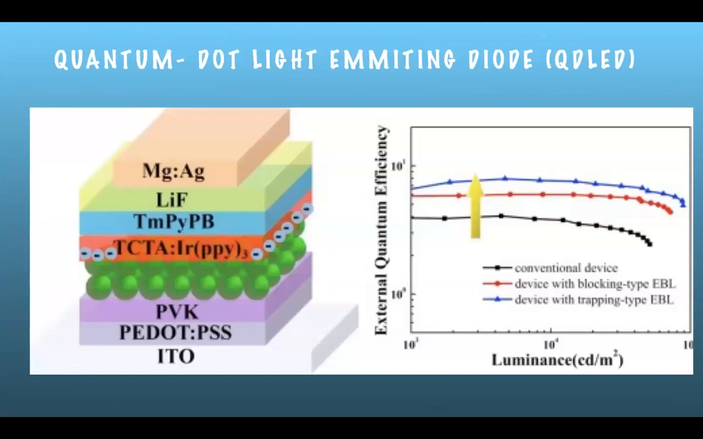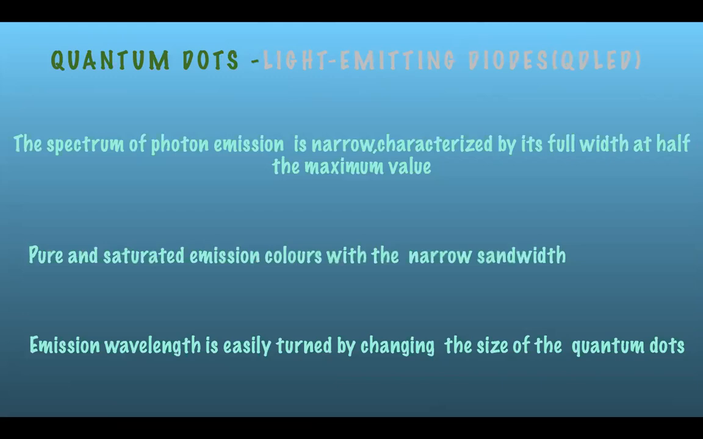Now you can see the quantum dot light emitting diode picture here. In the graph, the black line indicates the conventional device and the red line indicates the device with blocking type. In blue, you can see the device with trapping type. On the y-axis, they take the external quantum efficiency, and on the x-axis, the luminance. Here, quantum dot light emitting diodes mean quantum dot LEDs.